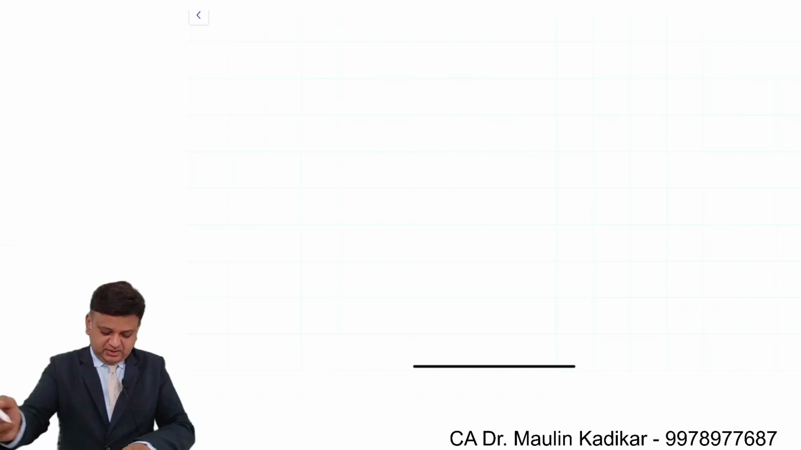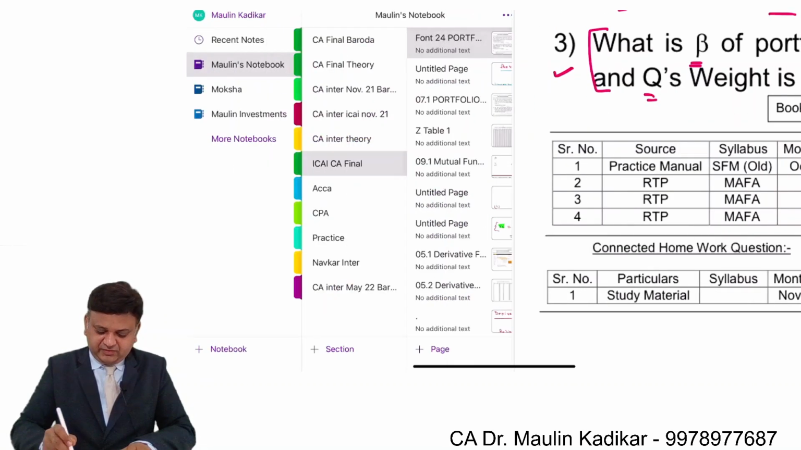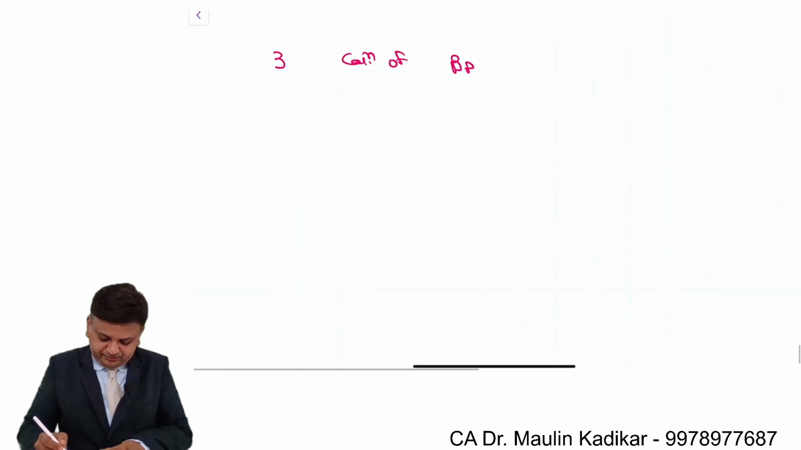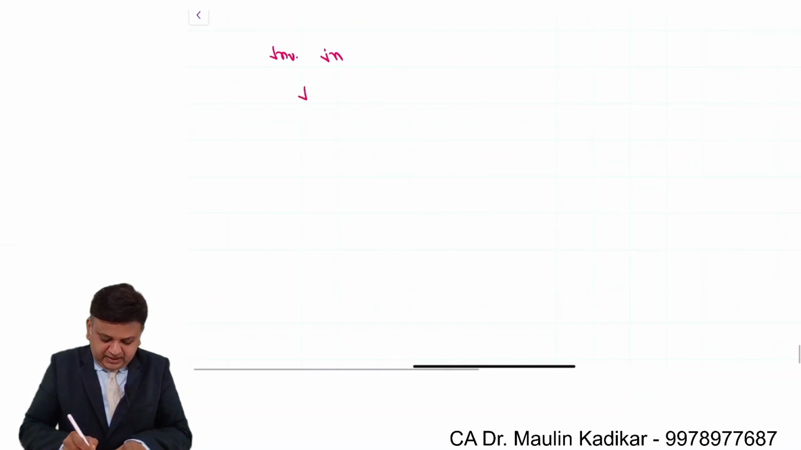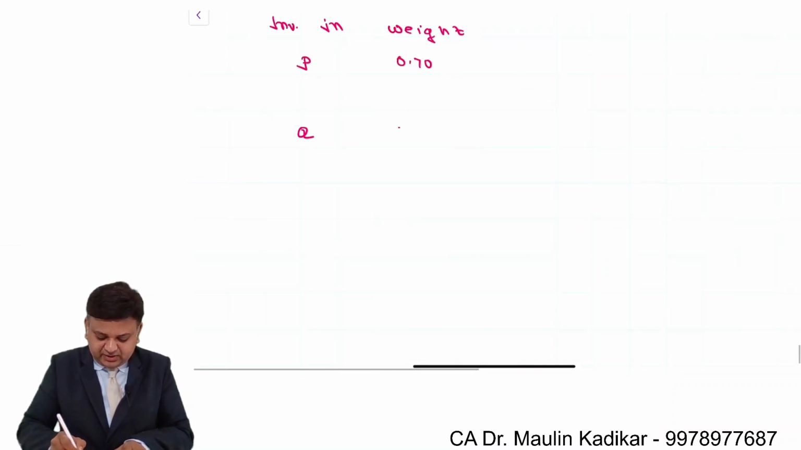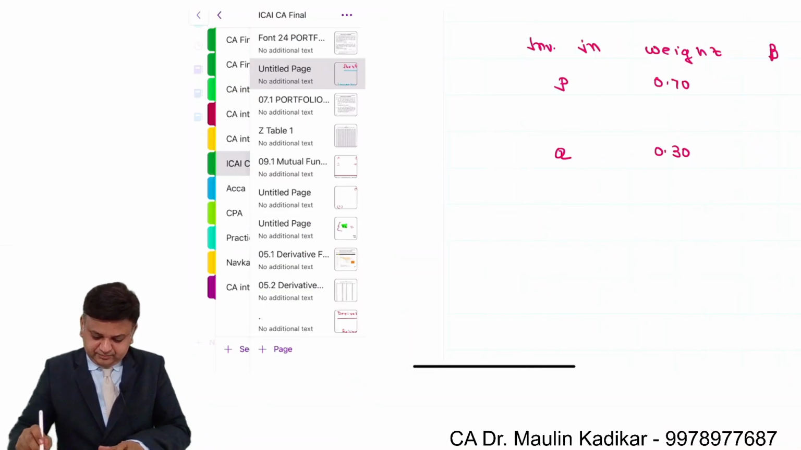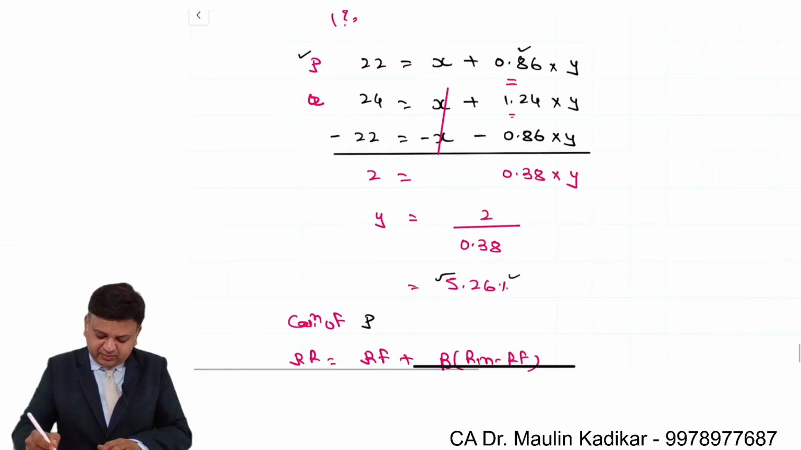Third part of the question, calculation of the beta of the portfolio. It will be calculated using the simple weighted average formula. Please write down the answer. Calculation of beta of portfolio. Investment is made in P and Q. Proportion in which the funds have been invested is 0.7 and 0.3. Multiplying with the respective beta. Beta is provided to us as 0.86 and 1.24.